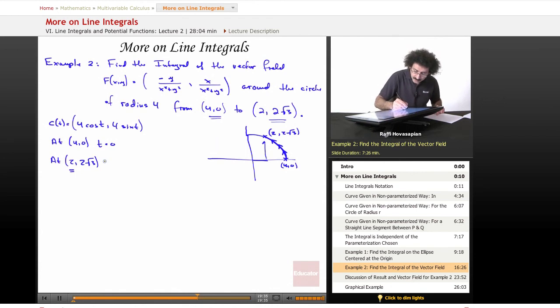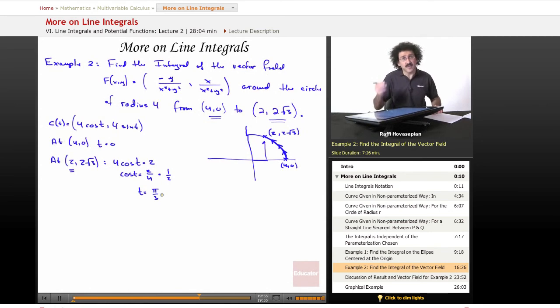4 cosine of t is equal to 2. Cosine of t equals 2 over 4 equals 1/2. And since we're in the first quadrant, t is equal to pi over 3. So we're going to be integrating from 0 to pi over 3. That's our lower limit of integration. That's our upper limit of integration.